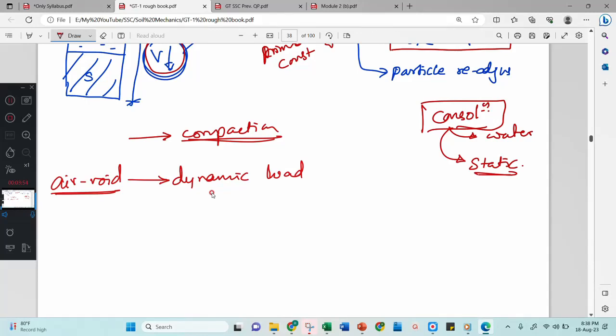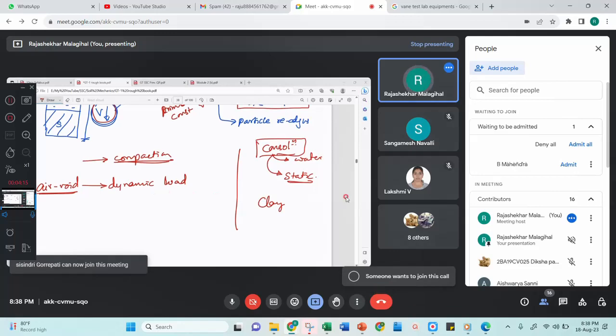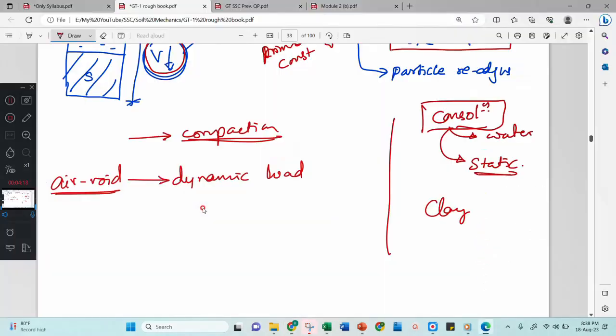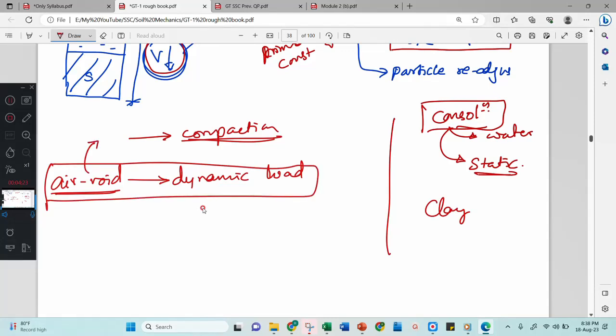Then you might understand the difference between consolidation and compaction. Consolidation is all about water expulsion. Compaction is all about air compression and air escape. Consolidation is with static load, and compaction is with dynamic load. In consolidation, we discuss only clay particles. In compaction, we will discuss all particles, even gravel and sand. Then what is the definition of compaction? Compaction is expulsion of air voids by applying dynamic load. Why are we doing this? To increase density.